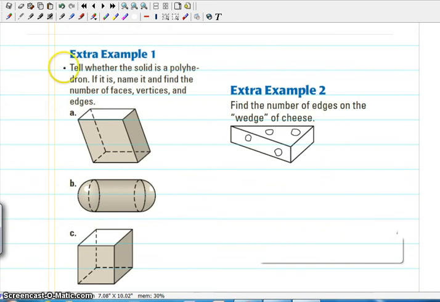Let's try some examples. Tell whether a solid's a polyhedron. If it is, name it, find the number of faces, vertices, and edges. So I'm going to have you go ahead and watch part B.